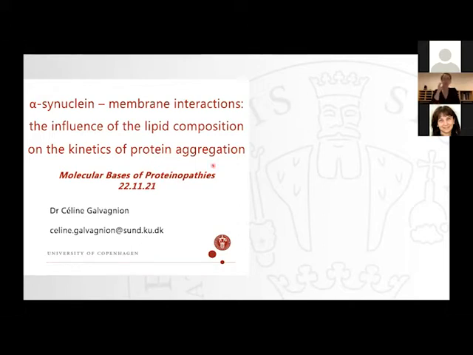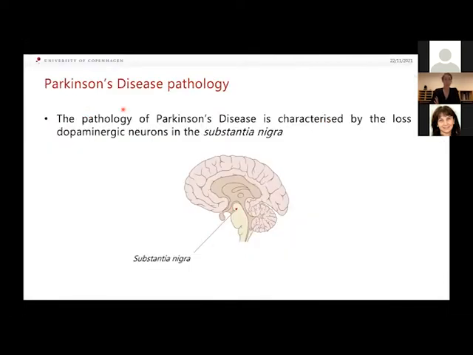So we are interested in understanding the interaction between alpha-synuclein and membranes, and in particular, how the lipid composition of membranes affects alpha-synuclein membrane binding and aggregation propensity. Let me give you a bit of background on the disease before we dig into the studies.